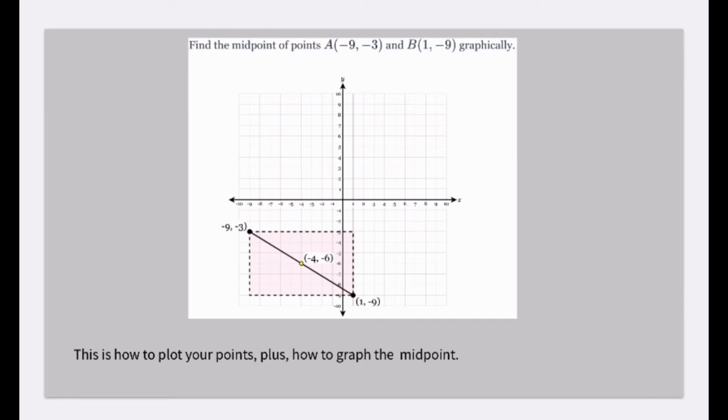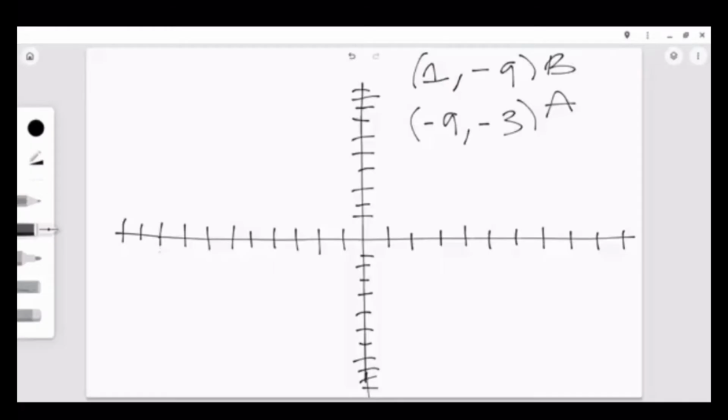Here is a Delta Math example of finding midpoint. And here's a video example of how to solve. The first step that you have to do is determine where on the graph the 2 points provided are. So for point A, it's -9, -3, so you put a point there. And for point B, it's 1, -9, so you put another point there. Then you draw a square to connect it so it's easier to find your midpoint.